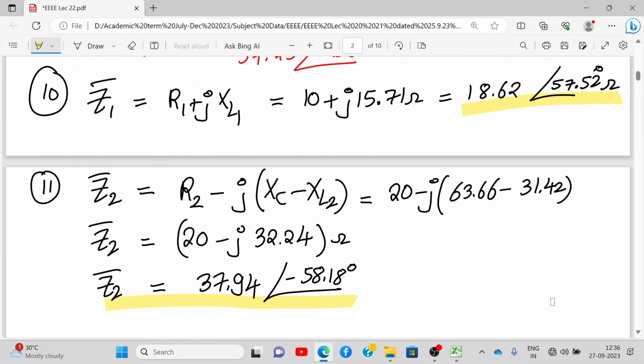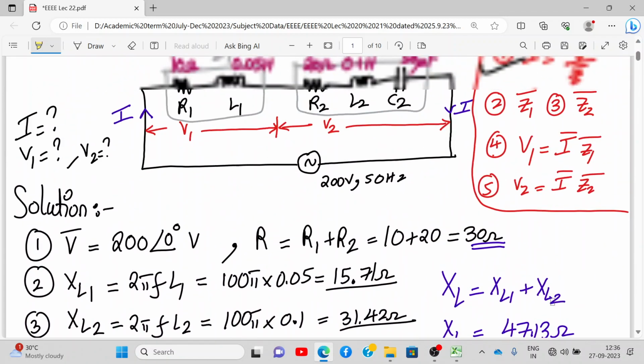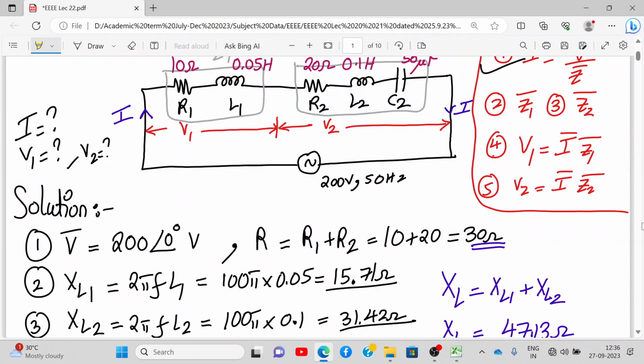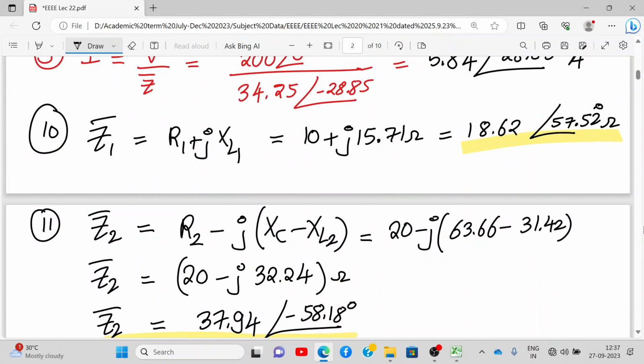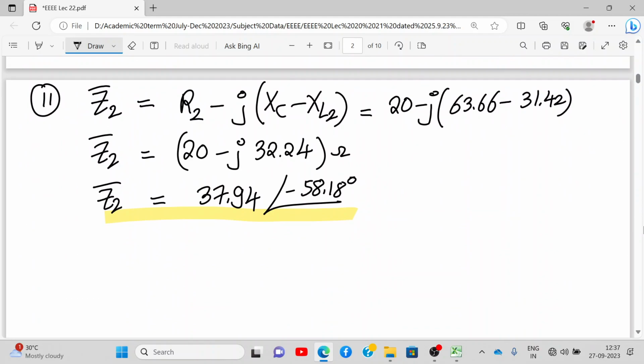Now we have calculated Z1 and Z2. See the thinking process. Z1 and Z2 done. Now V1 bar is I into Z1 and this is I into Z2. Why is I common? Series network, na, in a series network current is common. So now calculate the second last step. V1 is what? I into Z1.